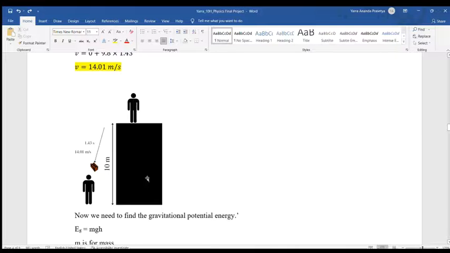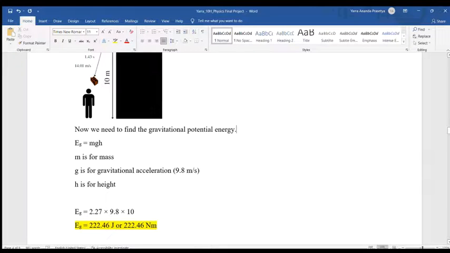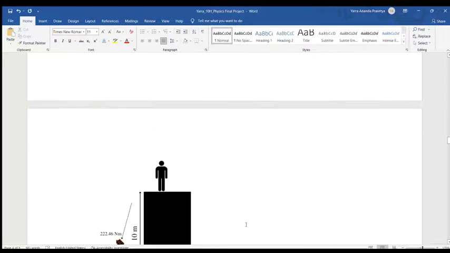Now we need to find the gravitational potential energy by using the formula Eg equals mgh. Eg stands for gravitational potential energy, m is for mass, g is for gravitational acceleration, like I said, which is 9.8 meters per second squared, and h is for height. So we know that the mass of the brick is about 2.27 kilograms, and the height of the building is 10 meters. So 2.27 times 9.8 times 10 is about 222.46 joules, or newton meters.